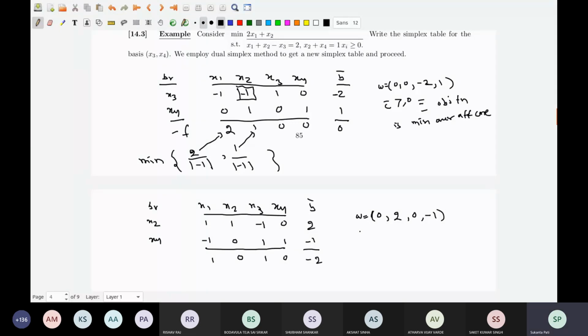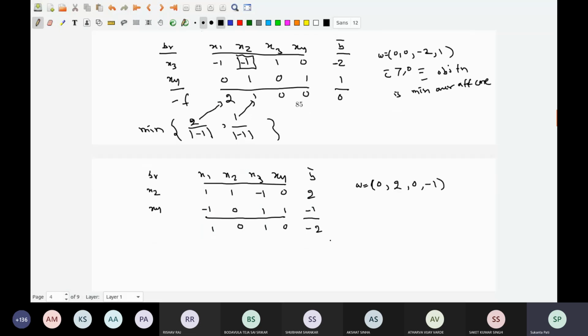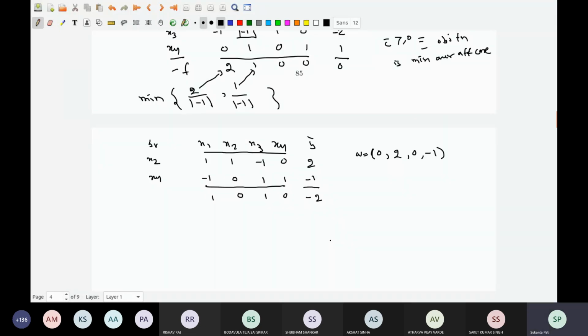So then what do I do? Now I do the same dual simplex step again. To do that, I will have to multiply by -1. That is fine, but once I do that, the positive things become negative, so that row will change. Here only one negative entry is available, so that is my pivot. So in that case, in the next table, x2 is remaining. This was what?